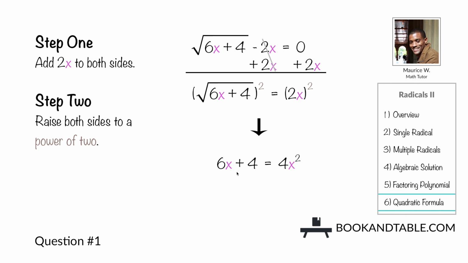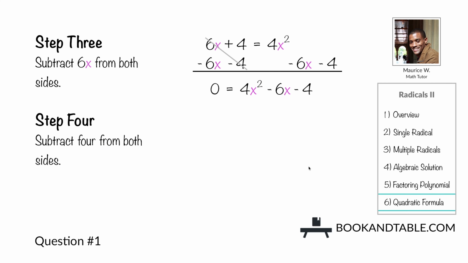Now that the radical sign is removed, we want all of these terms on one side of the equation. So step 3, subtract 6x from both sides, and step 4, subtract 4 from both sides. This way we get 0 on one side, which we always want, is equal to 4x squared minus 6x minus 4. So now we have our polynomial. 0 is equal to 4x squared minus 6x minus 4.